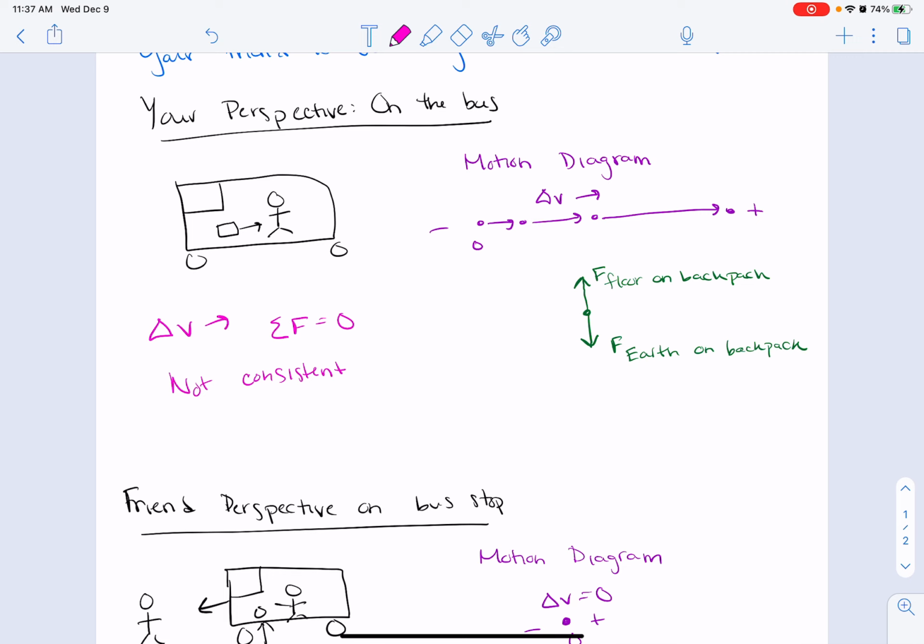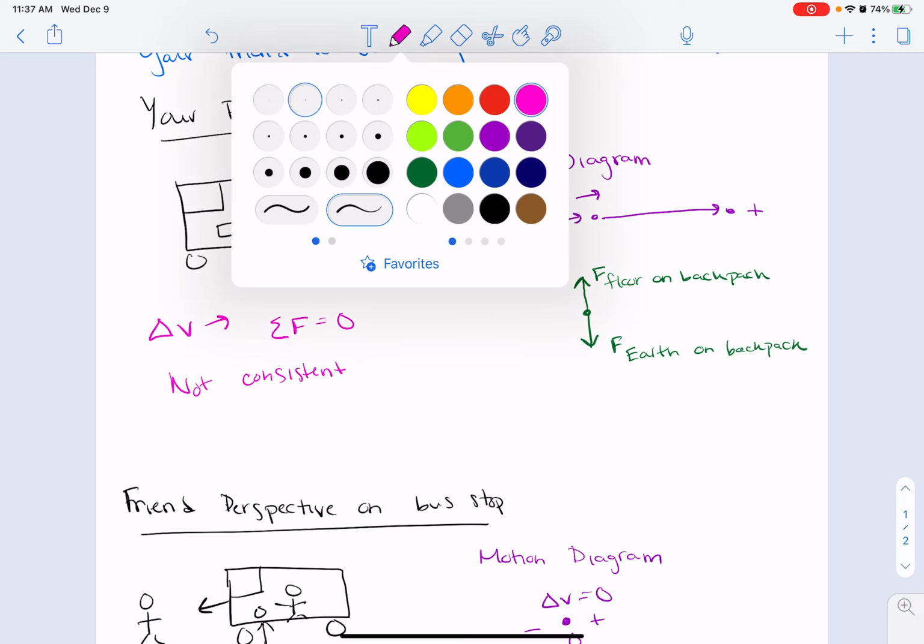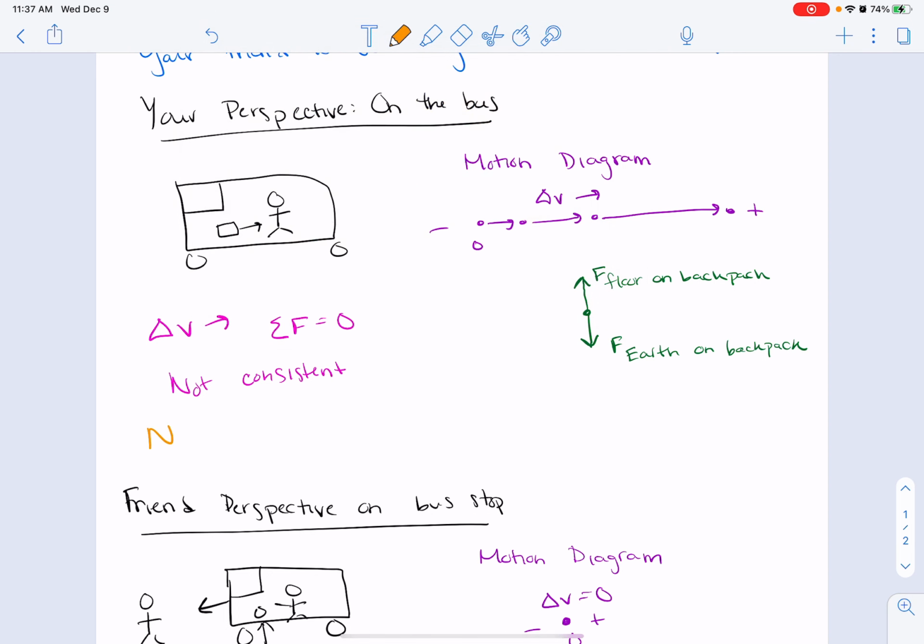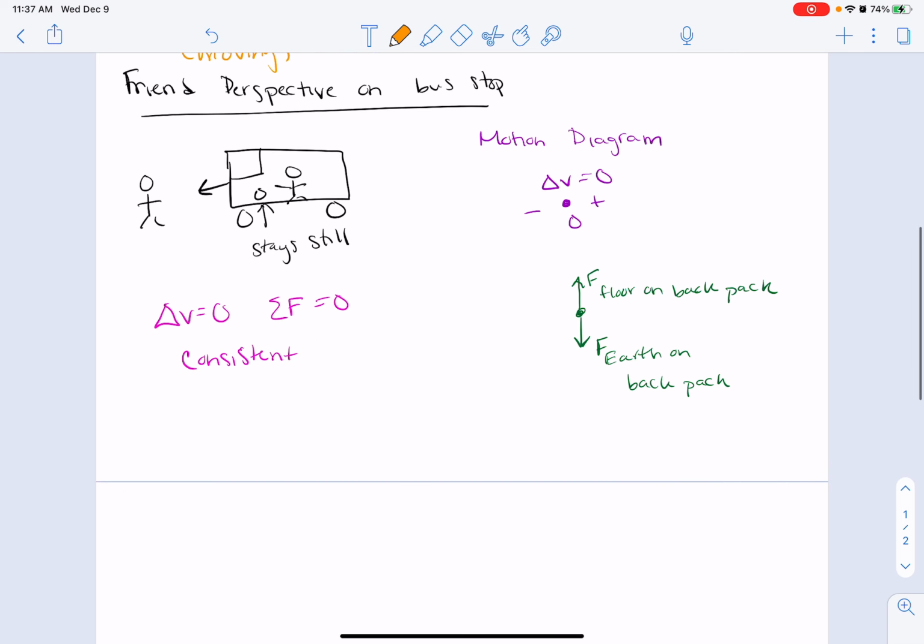So the person who's on the bus, you being on the bus, you are in a non-inertial reference frame. We know it's non-inertial because it is moving. And non-inertial reference frames don't always see that the sum of the forces and the change in velocity are consistent because they're in that non-inertial reference frame.